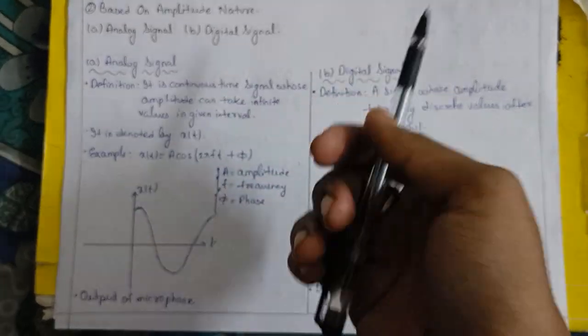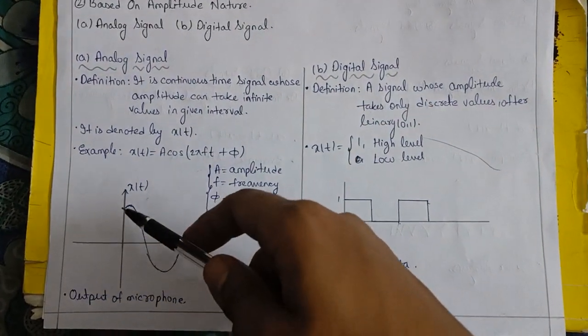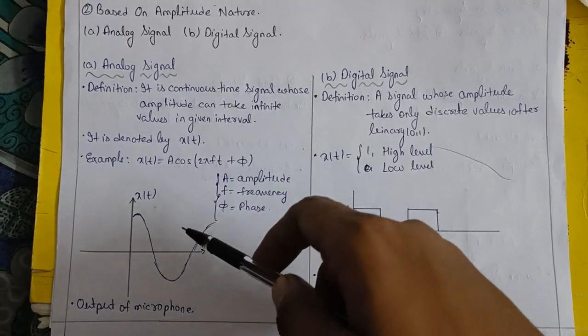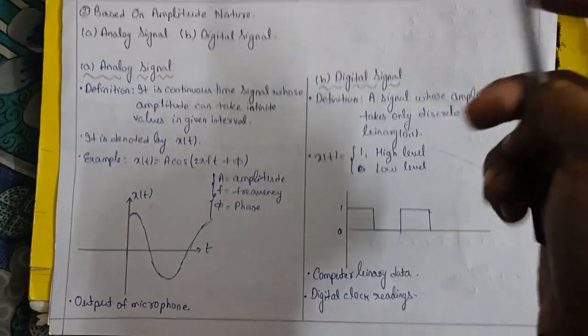It is used in the output of the microphone. As you can see the graph, it is a sinusoidal graph which represents cos(2 pi f t + phi).